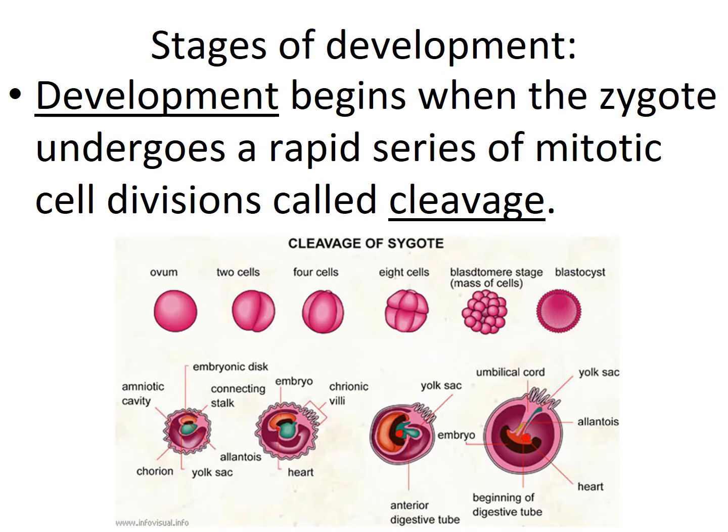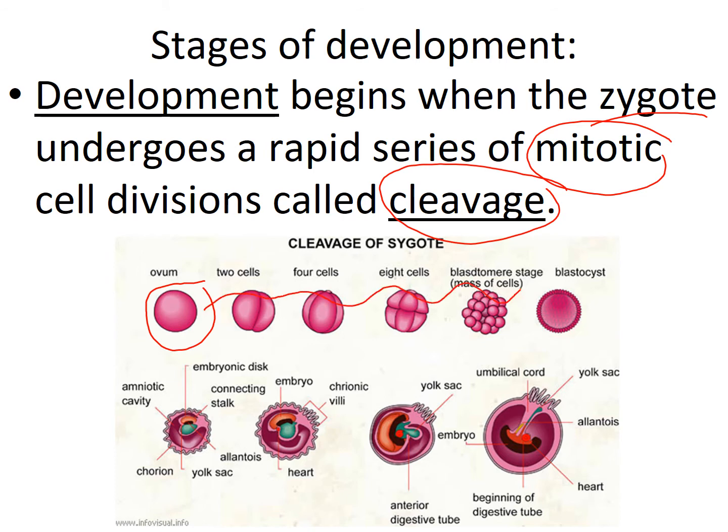So there are different stages within fertilization, and the biggest ones we want to talk about are what happens with the zygote. So the zygote undergoes a whole big series of mitotic cell divisions called cleavage. It starts off as one cell, and all of a sudden, multiple cells begin to develop. And then, as you see here, we have the yolk sac and the heart, and everything begins to develop, and then we end up having a little baby.